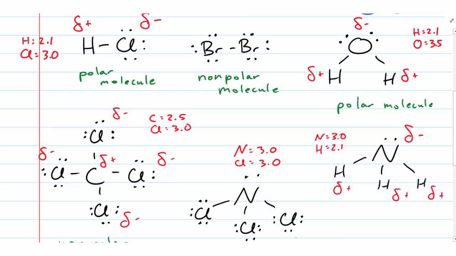And now if we can take a plane and separate all the partial positives on one side, all the partial negatives on the other side, then we have a molecule that is polar. So again, this is a polar molecule. If this is a flat molecule, then it's going to be nonpolar, but because that nitrogen sits above that partial negative, that makes this a polar molecule.